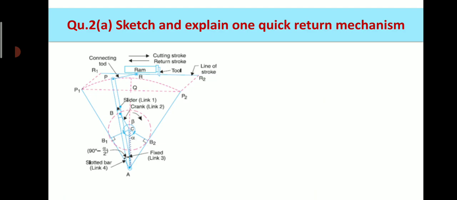Sketch and explain the quick return mechanism, any one. There are two types of quick return mechanism. Number 1 is the crank and slotted lever mechanism for shaper, and the second one is the Whitworth quick return mechanism. In this sketch I am explaining both of the mechanisms. First is the quick return mechanism for shaper.